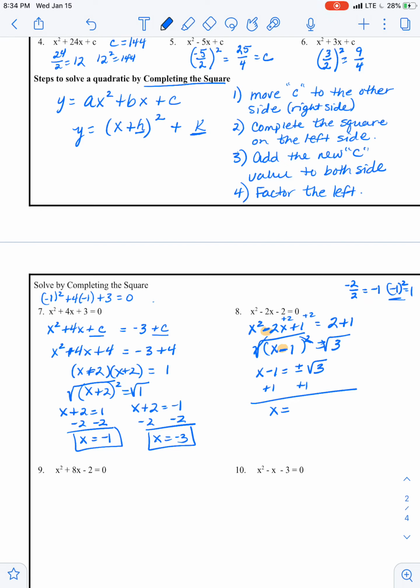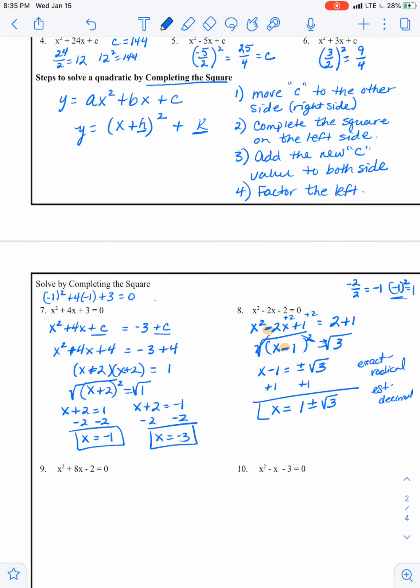We will do that at times, okay? But for right now, we're just going to leave our answer in what we call exact form. Okay, so exact form means radical. Okay, an estimate means decimal. Okay, and so in this case it would be, and we always put the whole number first, 1 plus or minus square root of 3. So when you see this, the square root will always be on the right, your whole number will be on the left, your plus or minus is always in the middle.